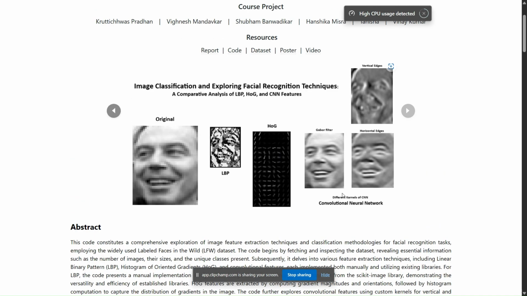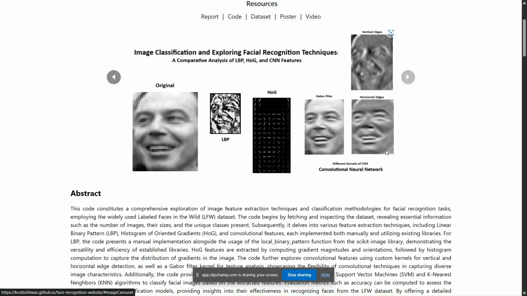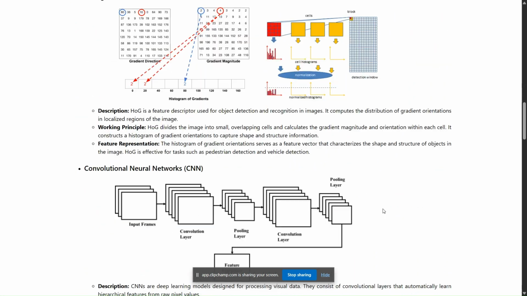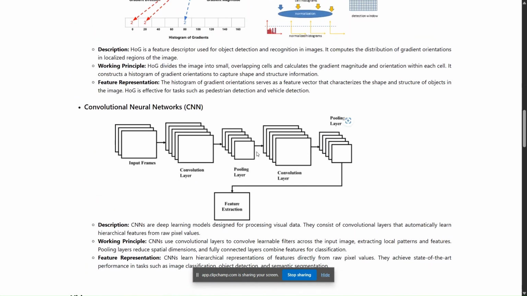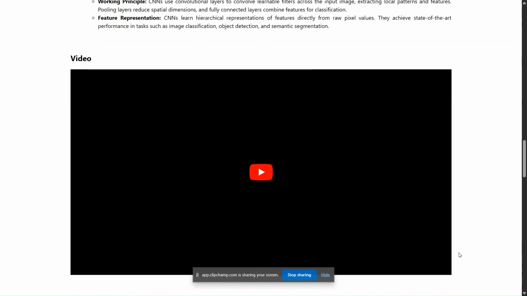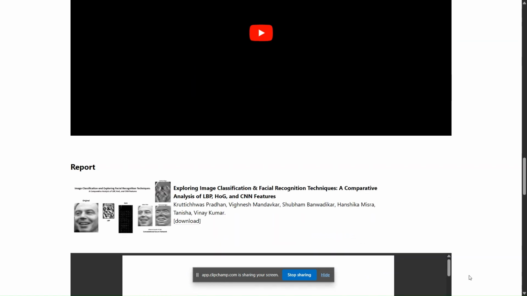And for convolutional neural networks, we have different kinds of kernels. You can see this is the Gabor filter kernel. This is the horizontal edges kernel. The features here are mostly horizontal, and these are mostly vertical. This is a different kernel. You can see an example. There are different convolution layers, pooling layers, and many such things which finally extract the feature. We will go into detail in the code section of this video. Now let's proceed to the code.